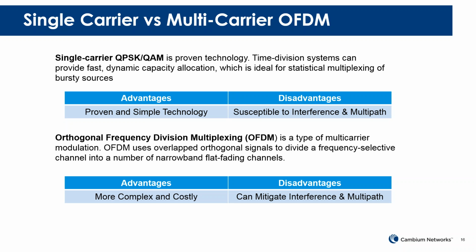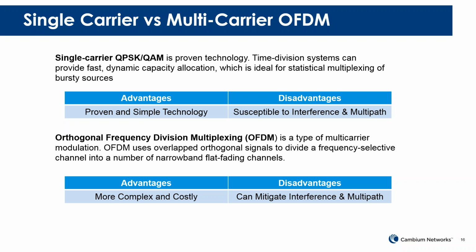whereas OFDM type technology is a multi-carrier modulation. It basically takes these signals and divides a frequency selective channel into a number of narrowband flat fading channels. It's a lot of complex RF talk that basically means it can mitigate interference and multipath a lot better than a single carrier type of technology.